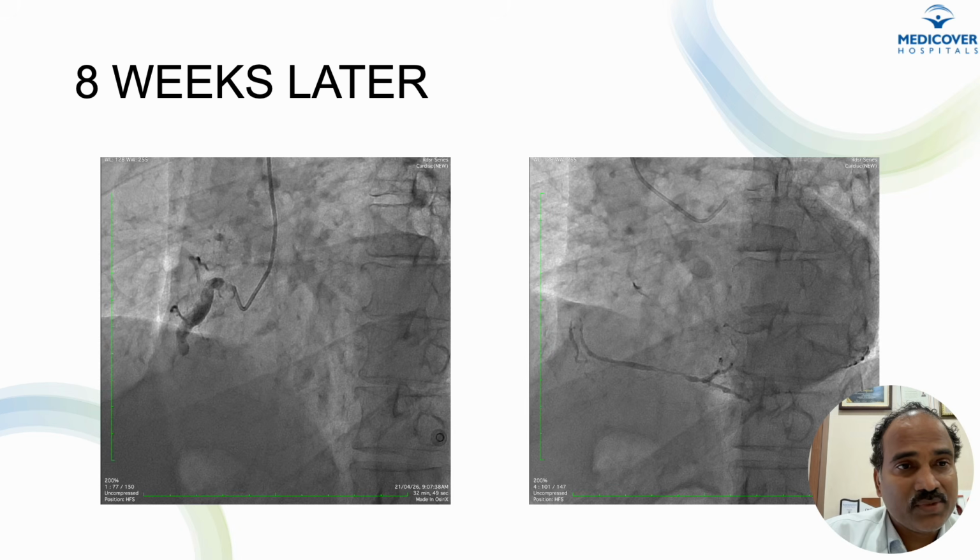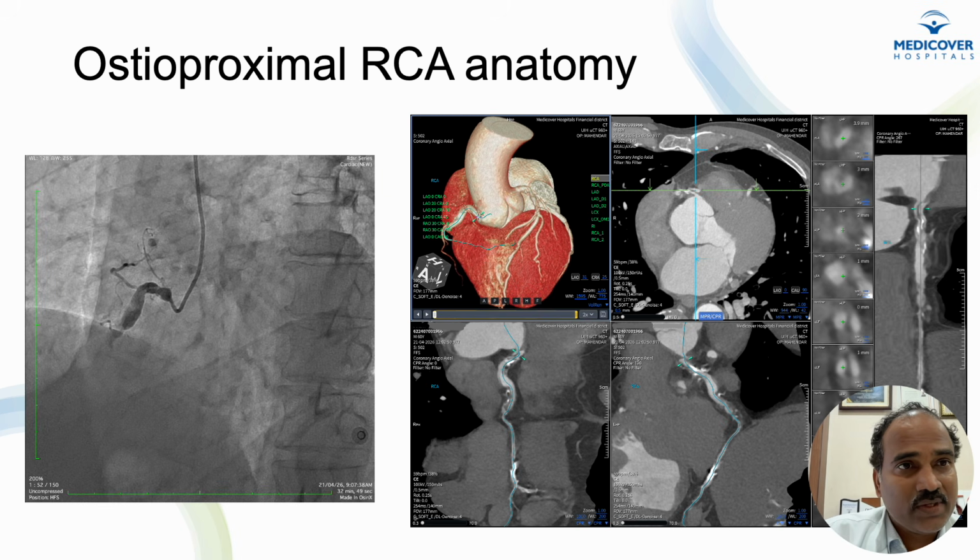to plan my procedure meticulously. So you can see we did a CT again, just to understand the RCA anatomy. If you can see the CT here, there are two lumens in the proximal RCA. This is the true lumen and this is a false lumen. You can even see the break in the intima here, and this is the dissection flap.